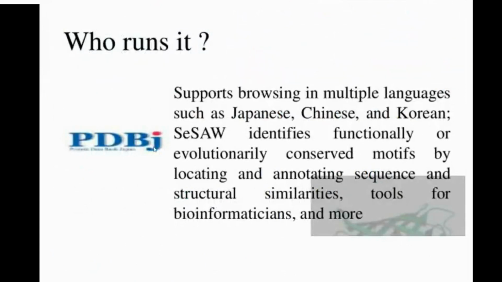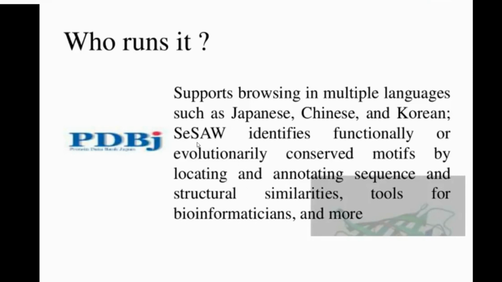Next is the PDBJ, that is the PDB in Japan. It supports browsing in multiple languages such as Japanese, Chinese, and Korean. Seesaw identifies the functionally and evolutionarily conserved motif by locating and annotating the sequence and structural similarity. Seesaw is similar to PDBE fold. It is also a structural alignment tool in which we can go for both the pairwise and the multiple alignment of protein structure, to find the conserved motif by locating and annotating the structural similarity.